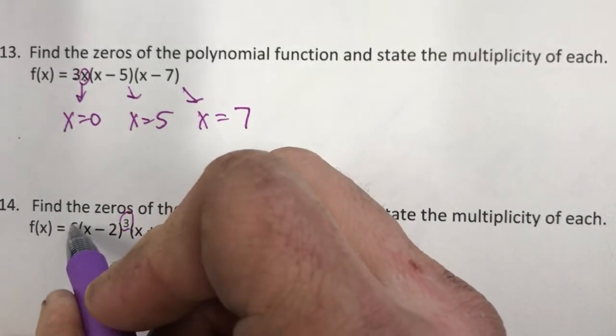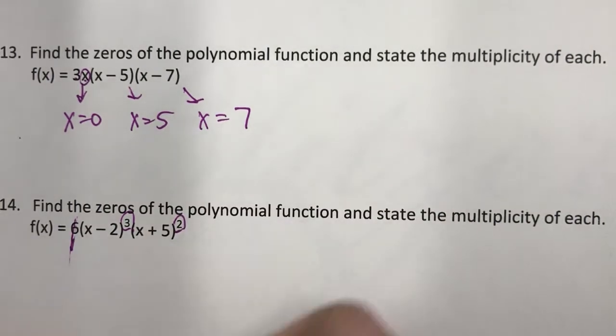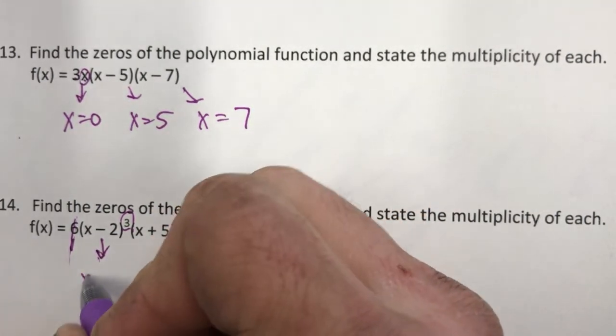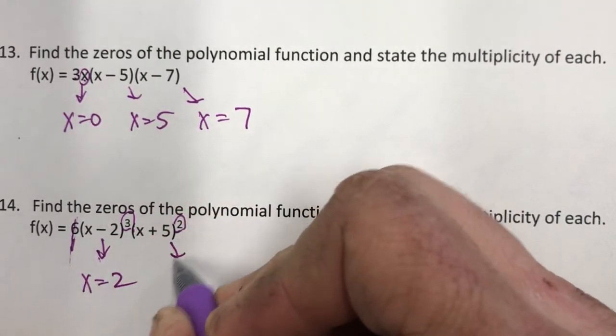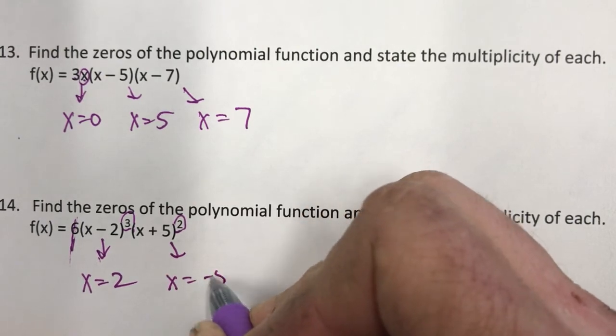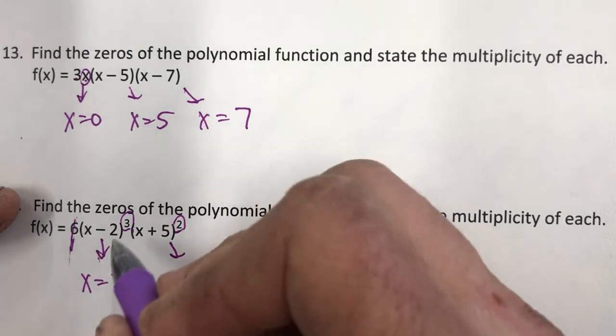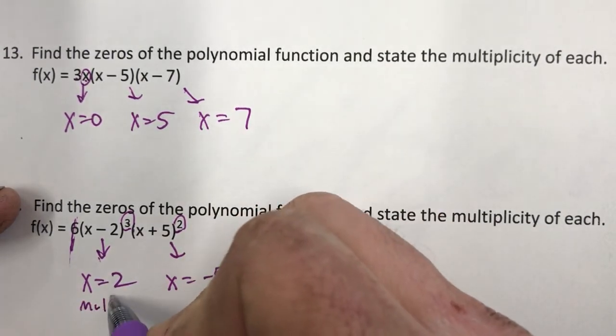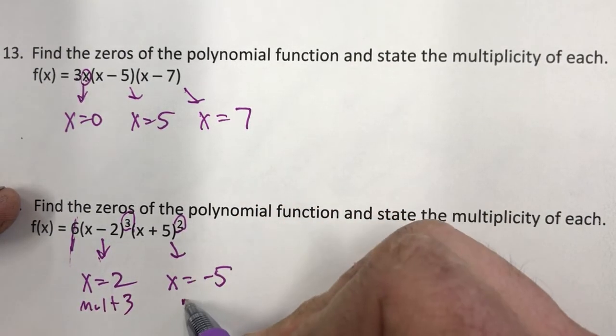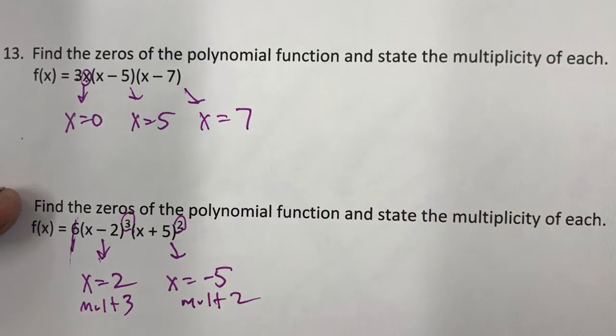But right here, now there's no x there, so there's no 0 here. Now here's a 0 right there, x equals 2, and there's one, x equals -5. This has 2 zeros. This one is multiplicity 3. This one has multiplicity 2.